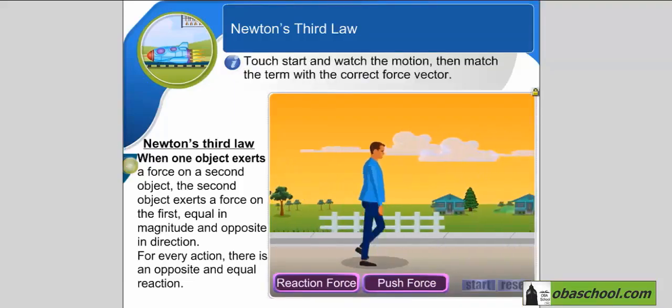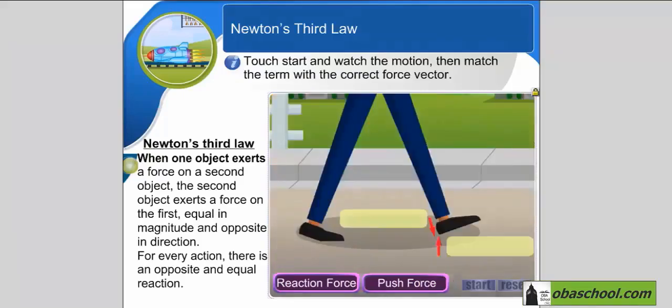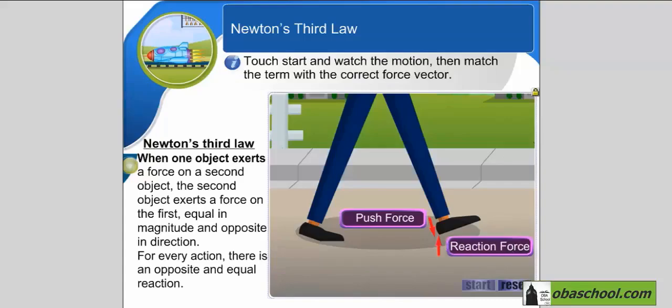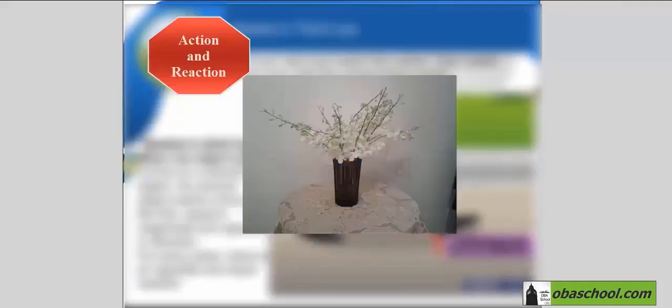So let's see this demonstration in front of us. We have a person walking. There is the push force of the person, and there is the reaction force of the surface on the person. So for every object around us, there is an action and a reaction.